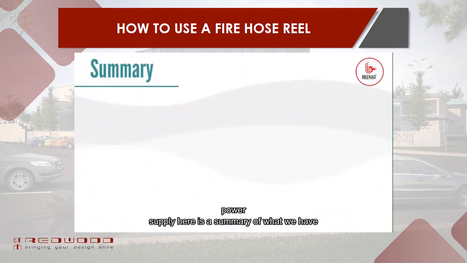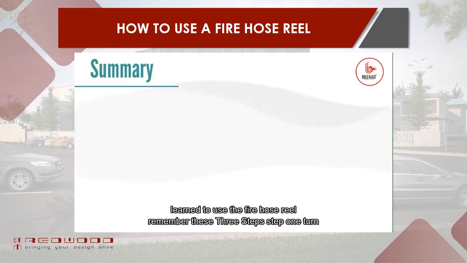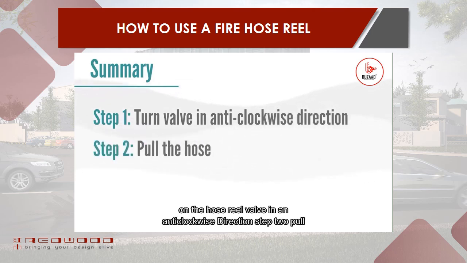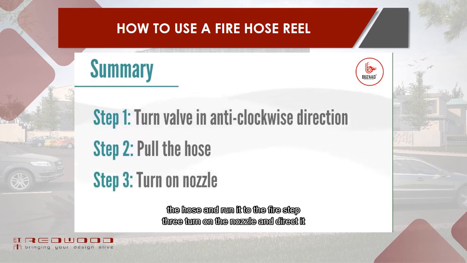Here is a summary of what we have learned. To use the fire hose reel, remember these 3 steps. Step 1. Turn on the hose reel valve in an anti-clockwise direction. Step 2. Pull the hose and run it to the fire. Step 3. Turn on the nozzle and direct it at the base of the fire.